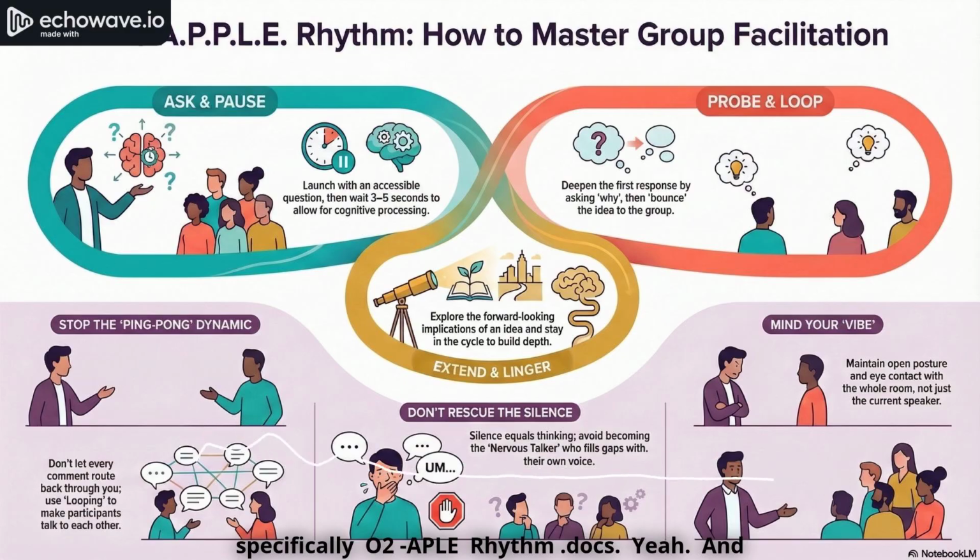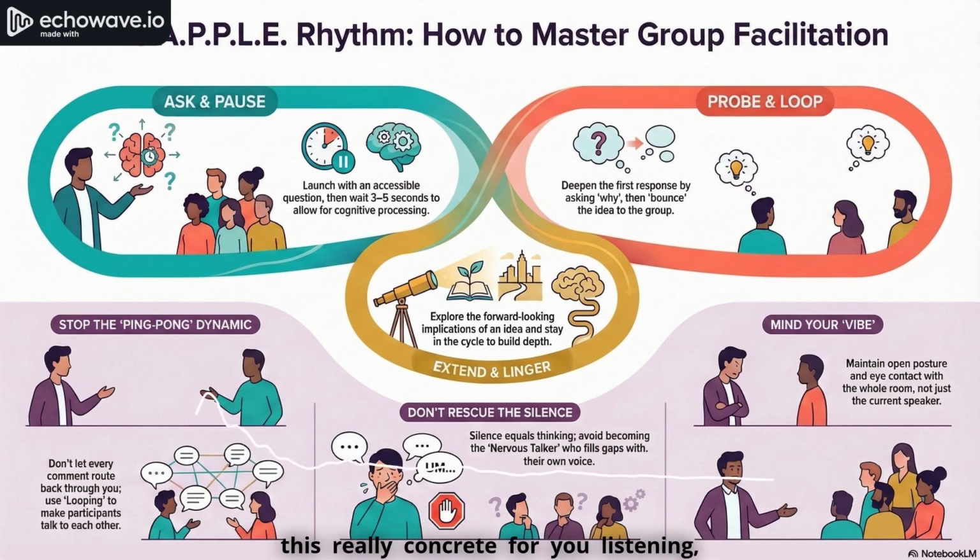the A.P.P.L.E. rhythm document. Yeah, and the mission today is to completely unpack this concrete toolbox so you can facilitate any group discussion like an absolute pro. Because this document completely dismantles that panic instinct. It's called the A.P.P.L.E. rhythm, and it proves that a great discussion doesn't rely on a leader performing some endless monologue of brilliant inquiries. Right. It relies on a very specific set of mechanical steps you take to manage the energy of the room.